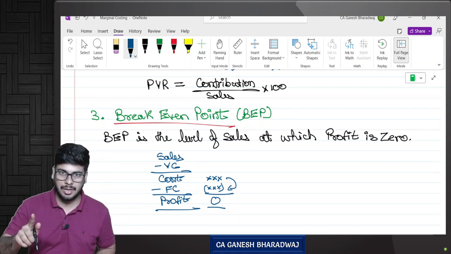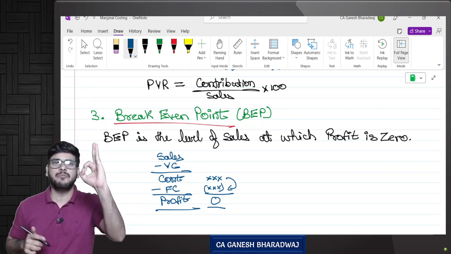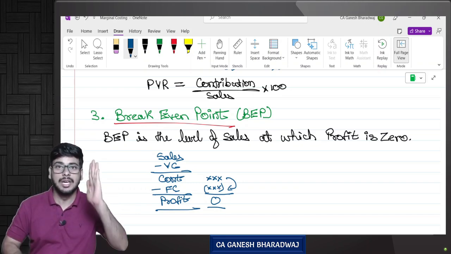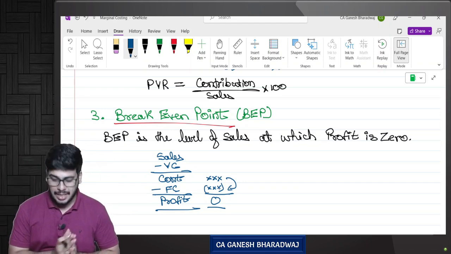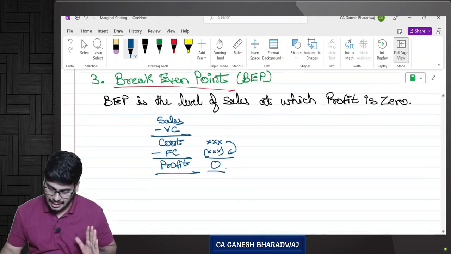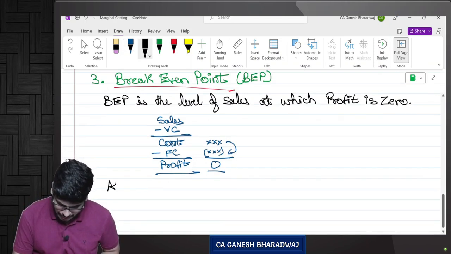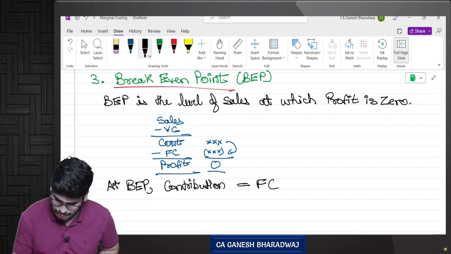Or in other words, at the break-even point, can I say my contribution is just sufficient to recover my fixed cost? Or in other words, my contribution is equal to fixed cost? Yes or no? Yes. So can we say that at break-even point, contribution is equal to fixed cost? Yes.